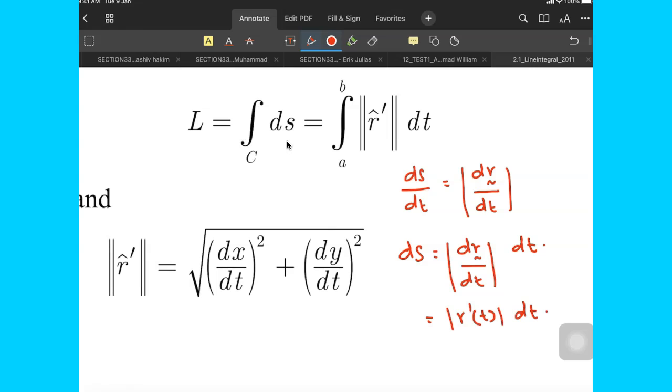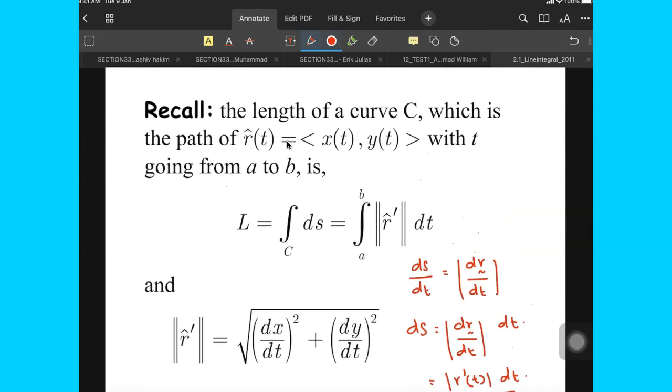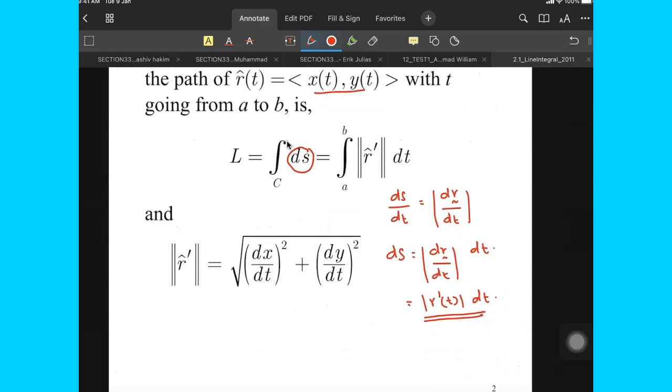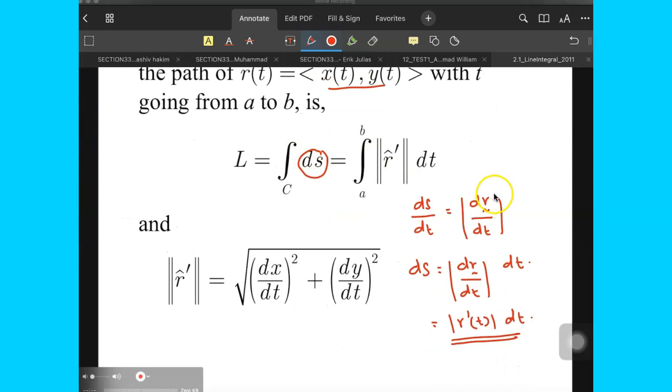So meaning that, because we have the information in terms of t, instead of using the ds directly, you have to find the derivative of the vector function, and then after that find its magnitude, and you have dt at the back. So this is the common information that we have.